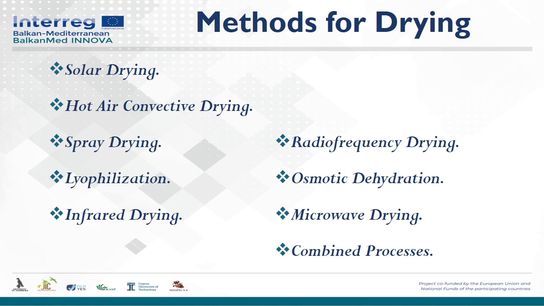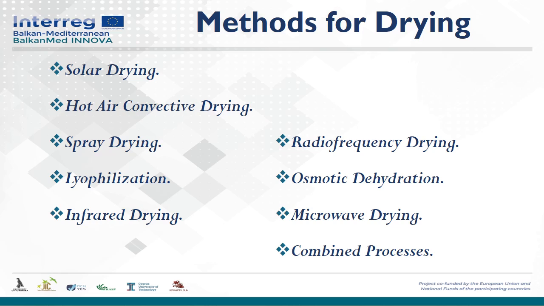Combined processes. Conventional drying methods include solar drying, osmotic dehydration, vacuum drying, hot air drying, etc. Most of these drying techniques involve longer drying time and high amount of energy, resulting in poor quality of dried products.